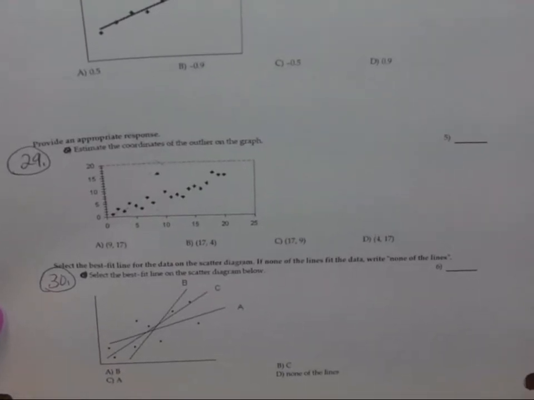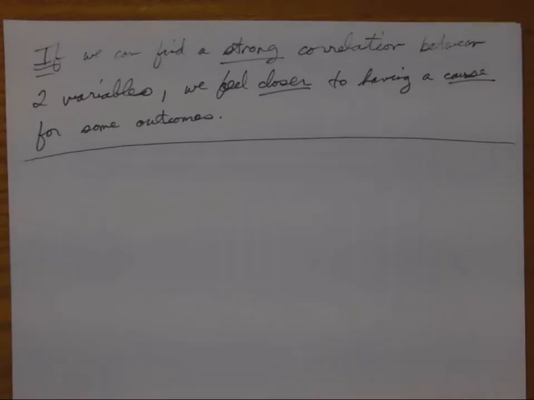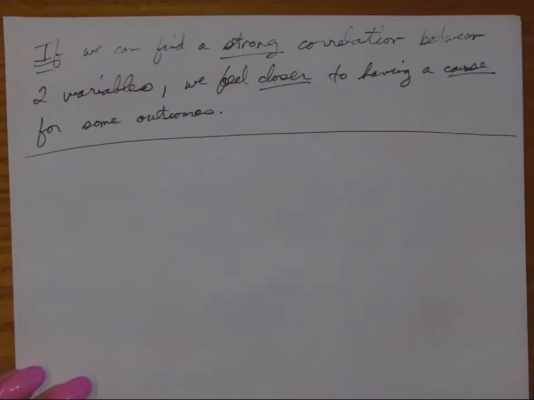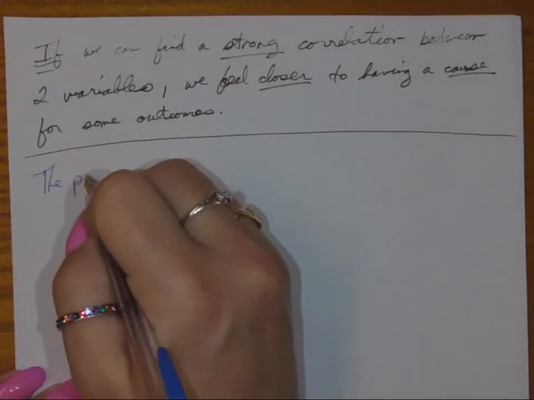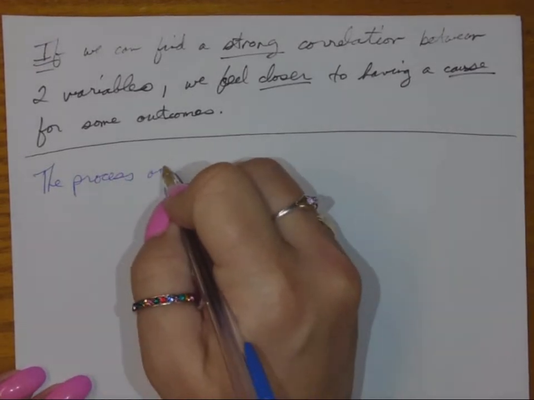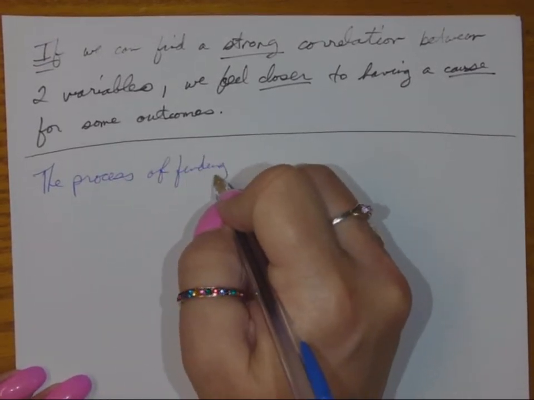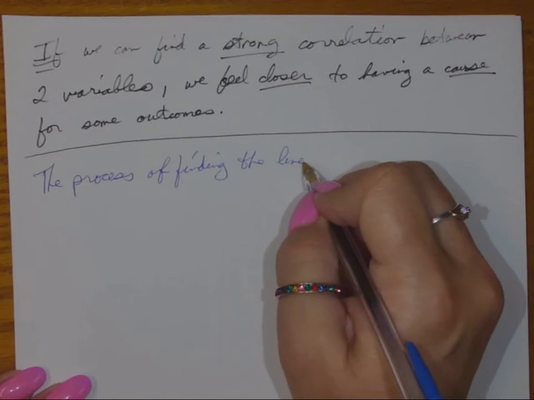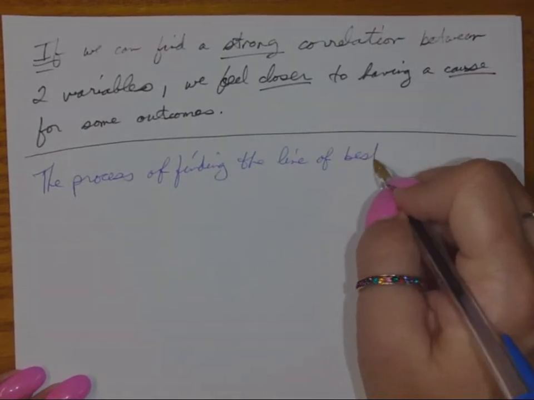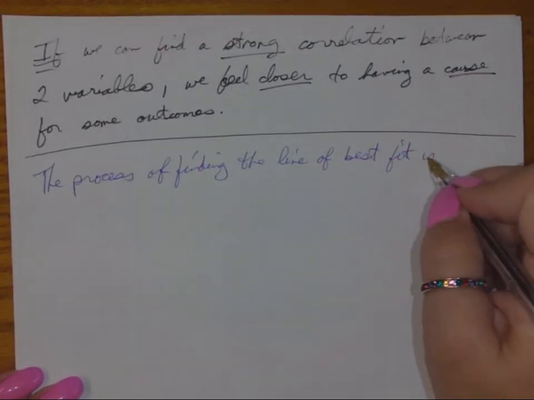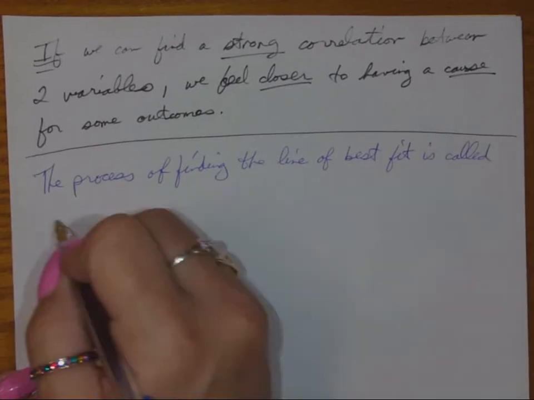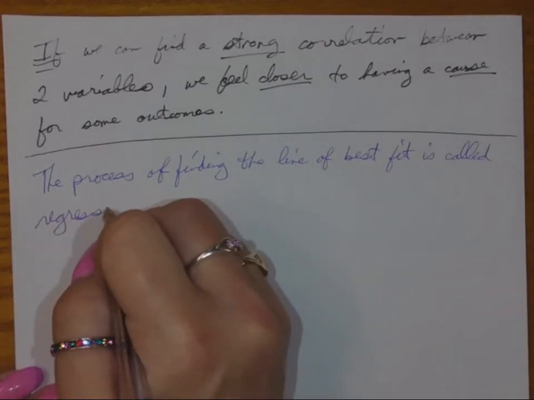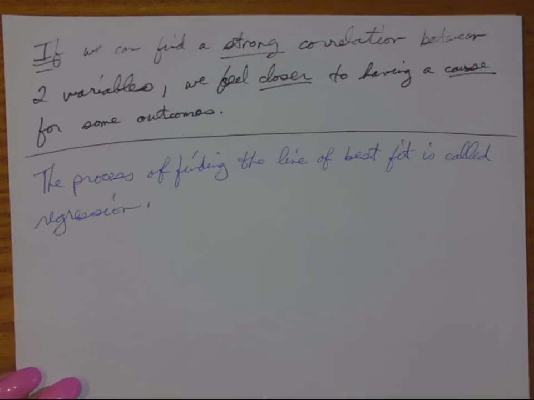Okay, so that's the way that would do. The process of finding the line of best fit is called regression. And like I said, by the way, I can do this on my calculator.